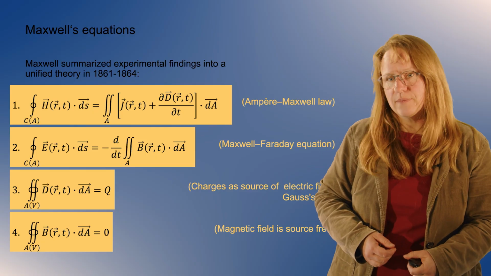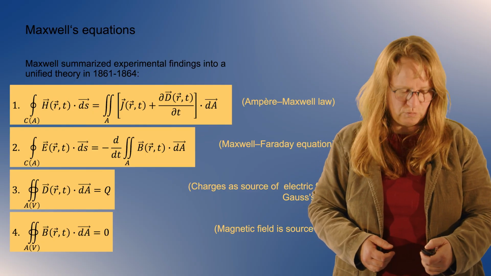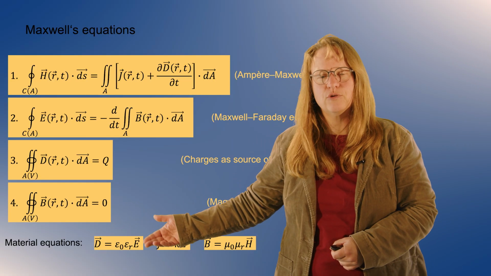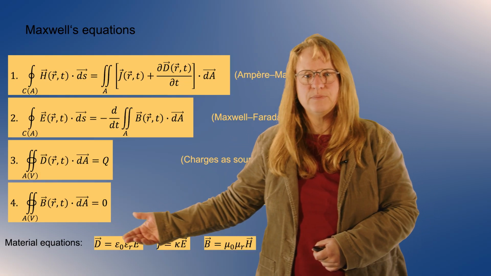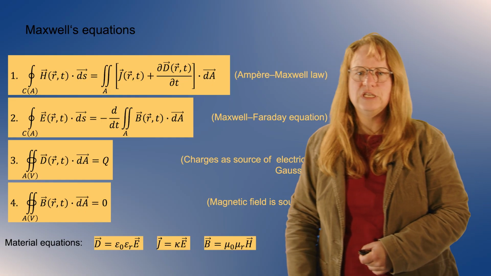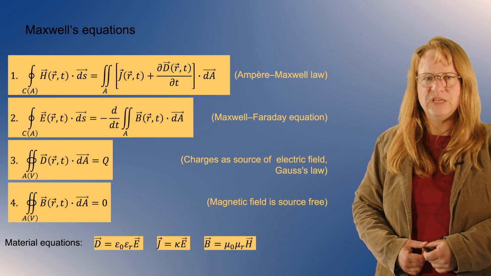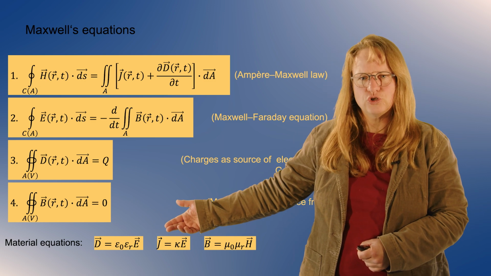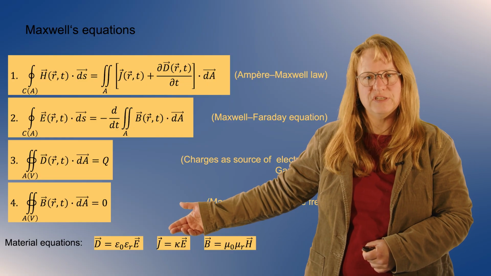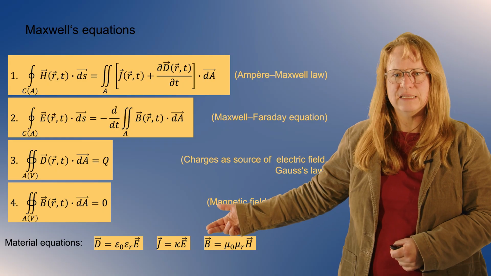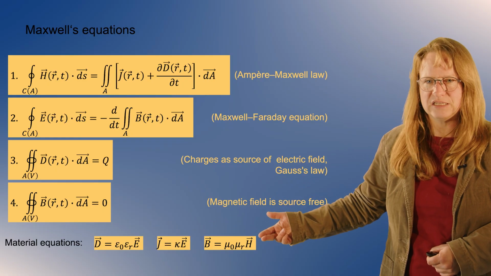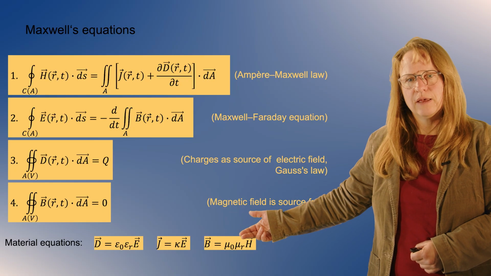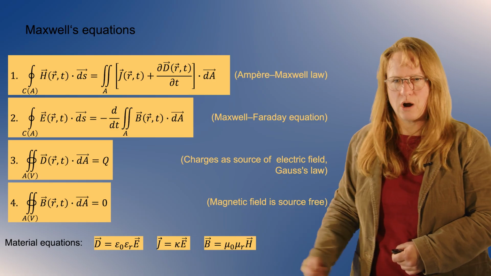Now, as I already announced, we have to look at the material equations as well in order to link the different properties. And the material equations are given down here. So this is the material equation that links the electric displacement to the electric field by the vacuum permittivity multiplied with the relative permittivity of the medium. Then the second material equation here links the electric current density vector to the electric field by the conductivity kappa. The third equation links the magnetic flux density vector to the magnetic field vector by the vacuum permeability mu naught multiplied with the relative permeability of the medium mu r.